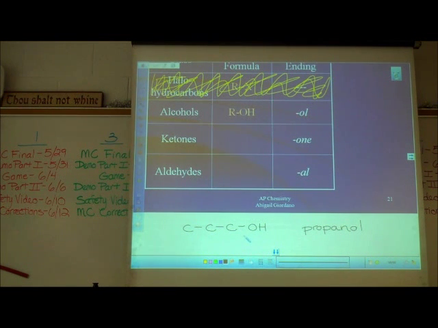Would you have to put the number for where you attach it? No, you don't. Good question, you do not have to include a number in the name to indicate where that functional group is. You do not, for anything. However, what if I did this? It's not a single bond anymore, now it's a double bond. How would that change this name? Change the A to an E? Correct. And that's the only change. It wouldn't be propanol, it would be propenol. That's the only change that I would have to make. But that is an alcohol. Anytime you have OH, it's an alcohol.